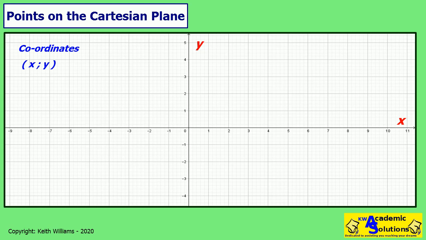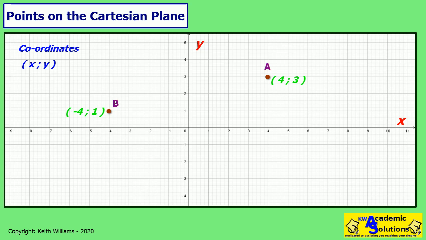In quadrant 1, we have a point A, which has coordinates of 4 and 3. In quadrant 2, we have point B with coordinates x equal to minus 4 and y equal to 1.